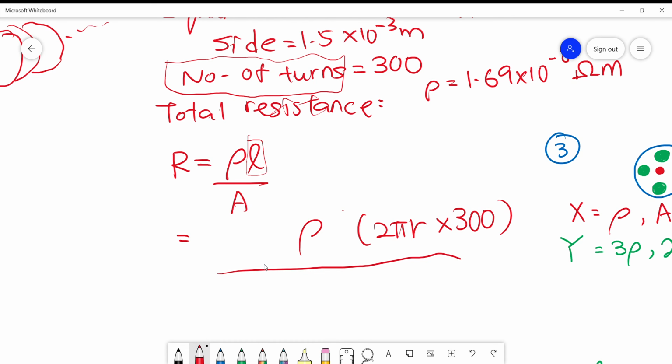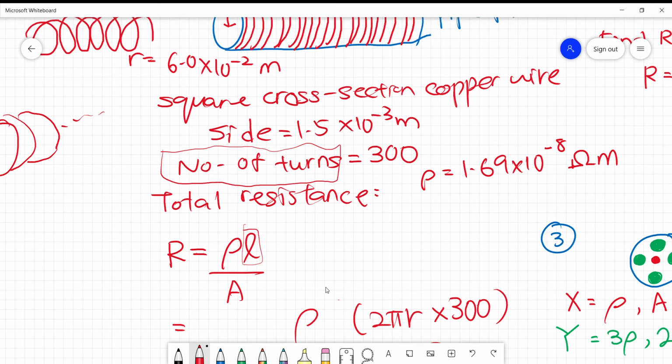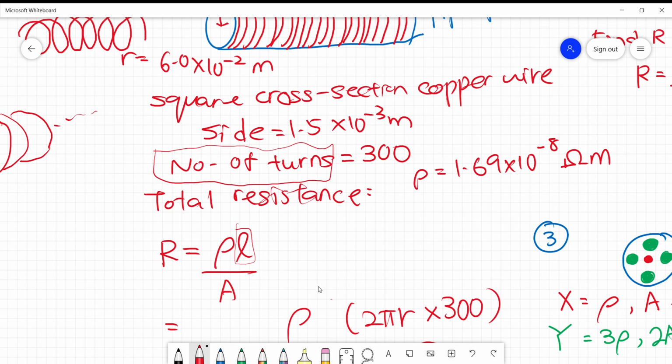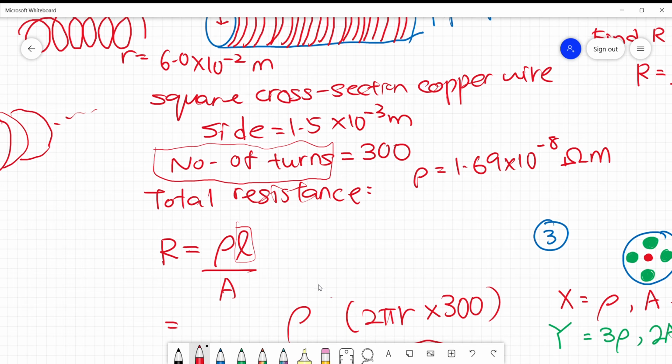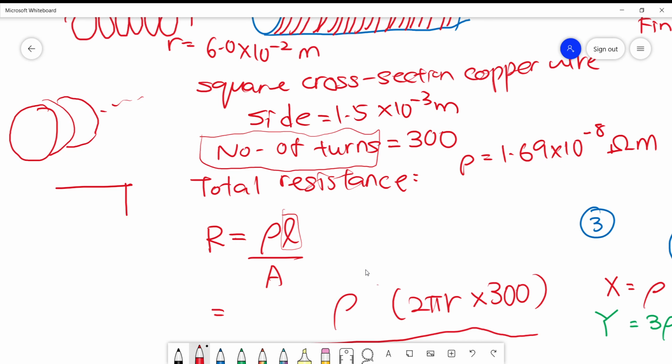So what will happen for this A? A is the square cross section of the copper wire. Since the cross section is a square, the area for the square is the multiplication of two sides. So what we get here for A is x squared.